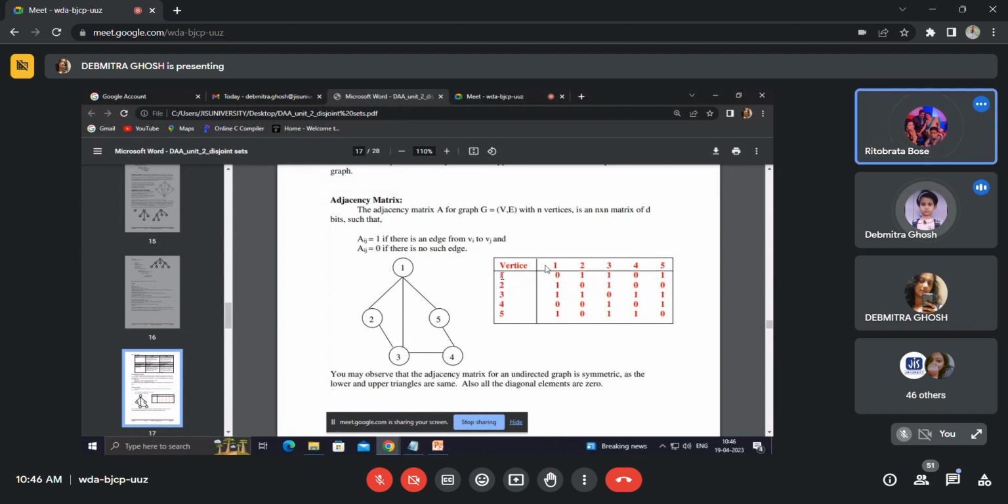1 to 1, 0. 1 to 2, 1. 1 to 5, 1. 1 to 3, 1. But 1 to 4, no connecting edge. You remember in Dijkstra we were giving the infinity sign when two vertices were not connected. We have to calculate all the distances.